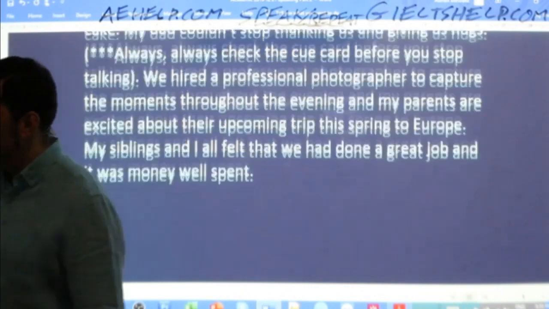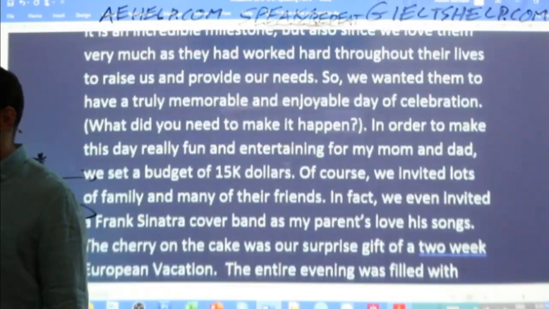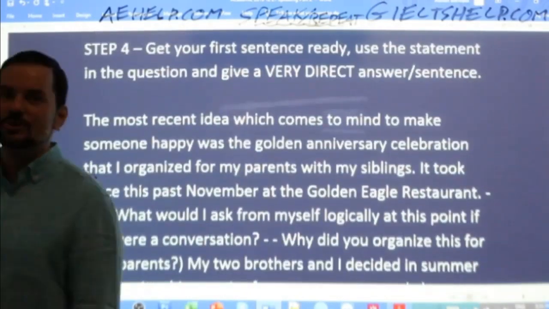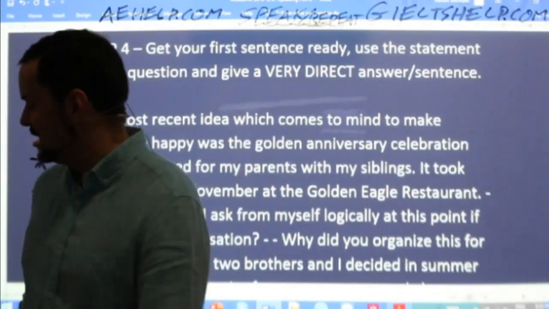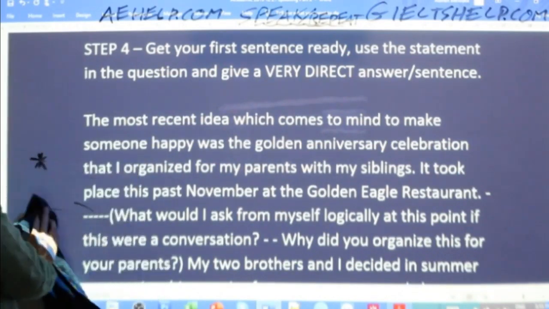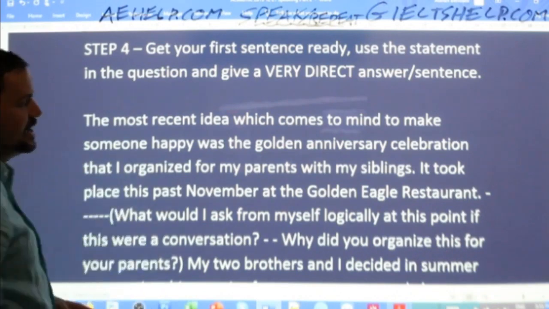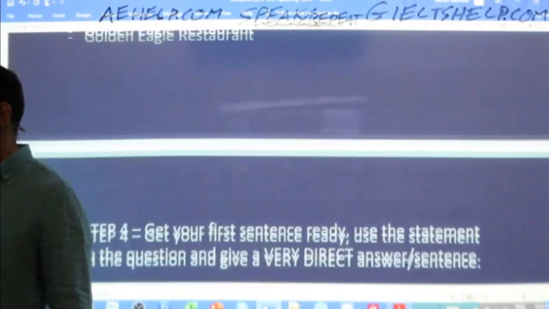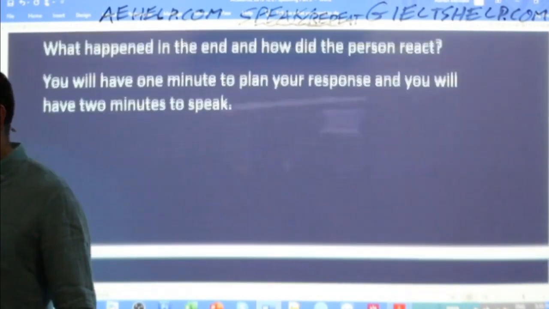All right. Okay, students, so that's it. That's about your 2-minute response right there. Let's go through it one more time. Again, just repeat after me. Intonation, enunciation. Notice the expressions here. Let's start by looking at the card.